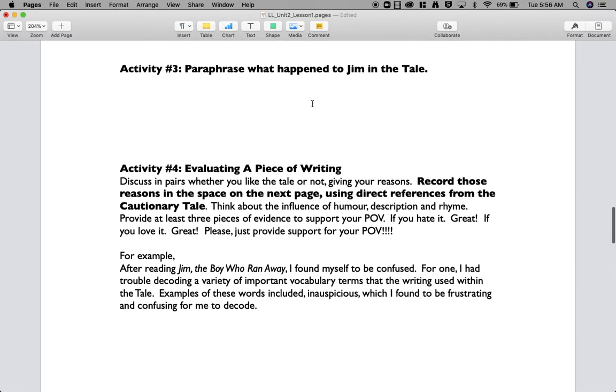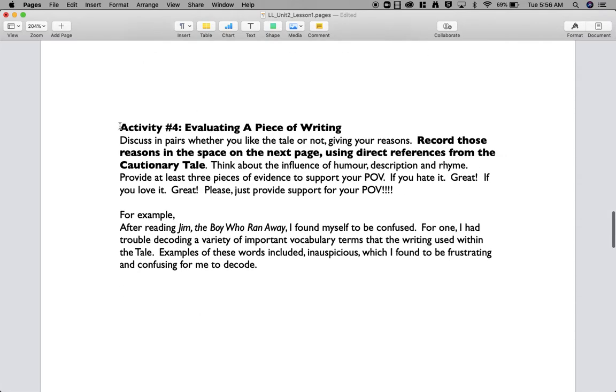Activity 3. Paraphrase what happened to Jim in the tale. So I'd like you to tell me, what do you think happened to Jim? All right, so give me maybe 1 to 3 sentences. What happened to Jim? Okay.